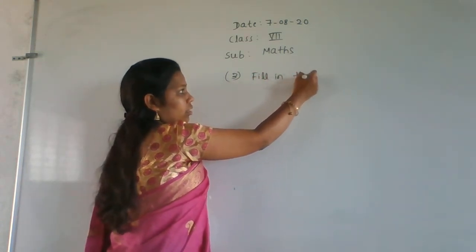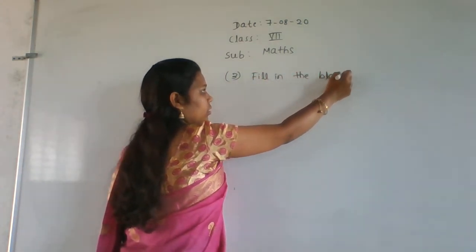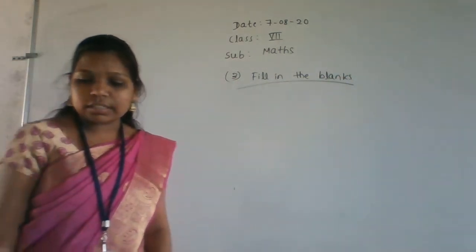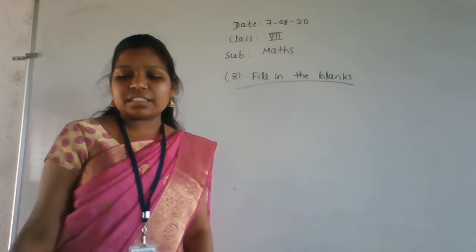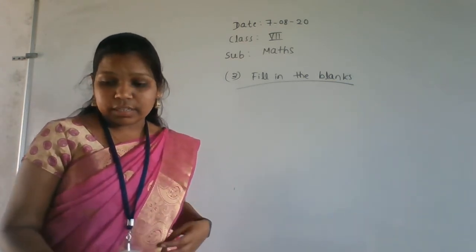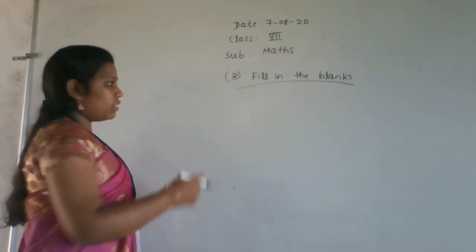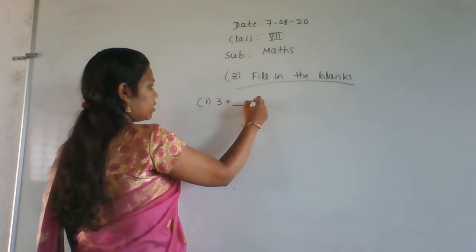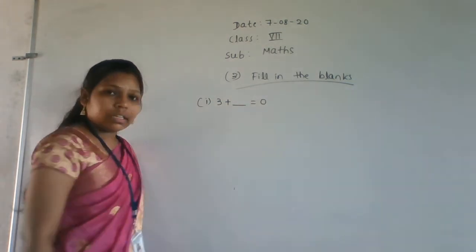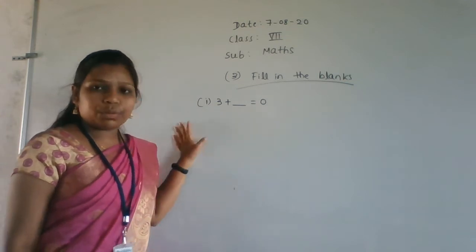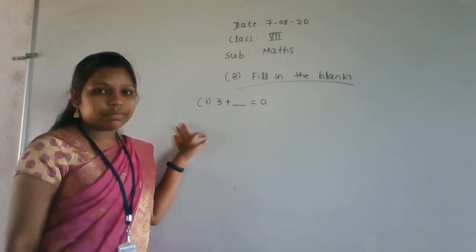Fill in the blanks so that the following statements become true, they told. See here, the first one: 3 plus dash is equal to 0. What do we have to fill here?